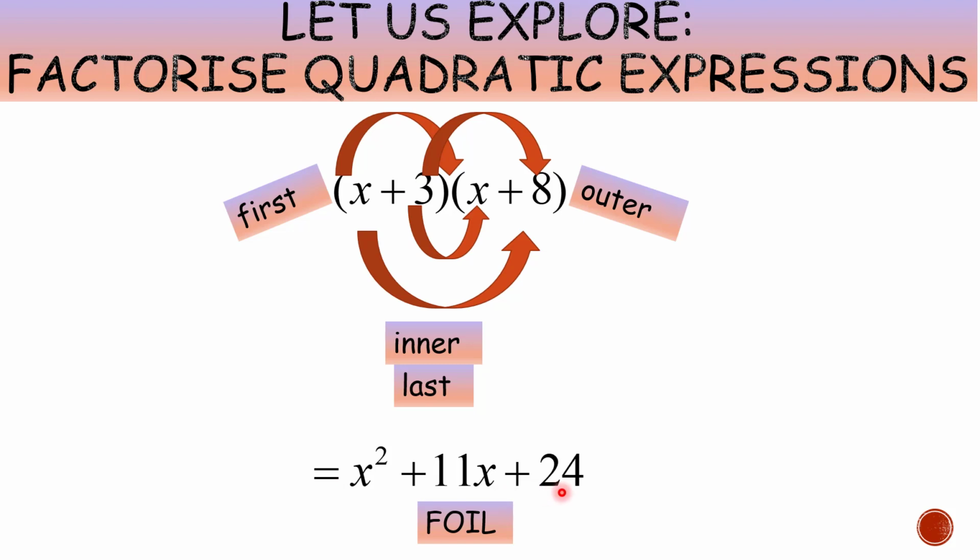Now this is a quadratic expression. Quadratic because it's x squared plus 11x and then plus the constant term. So if we factorize this, this sign tells us that those signs must be the same. And this sign tells us that they must both be positive because the product of these two must be 24, and the sum of the two middle terms, 3x plus 8x, must give me 11x.